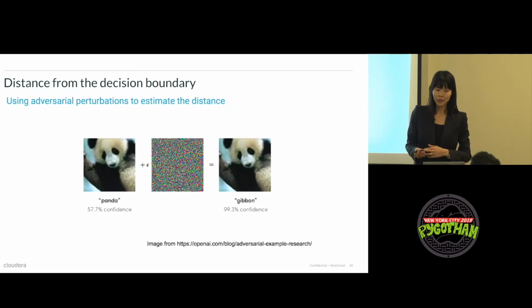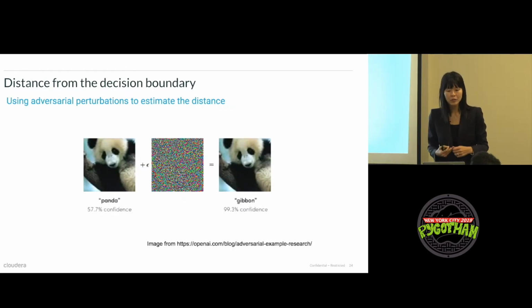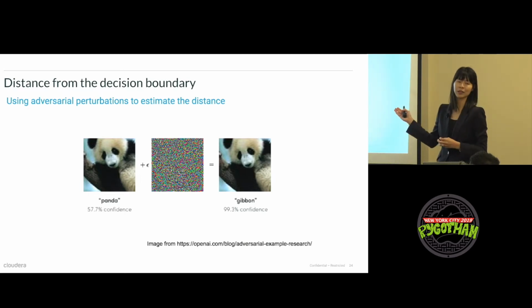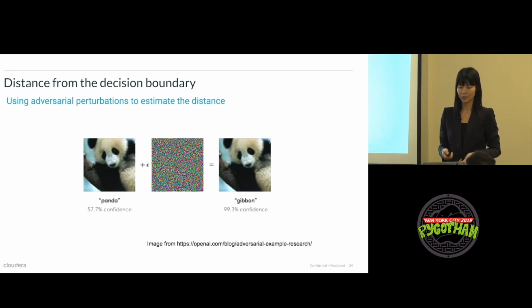A more creative way is to use adversarial perturbations to estimate the distance. Perturbations happen when a small noise added to an input to a neural network will cause it to misclassify. If I add a small noise to an image of a panda and I feed that resulting image into a neural network, it will get misclassified as a gibbon, and it gets misclassified with high confidence. To a human, both images on the left and right are pandas, but to the computer now, it's no longer a panda, it's a gibbon.